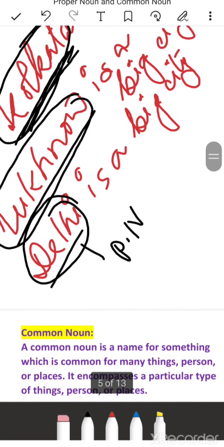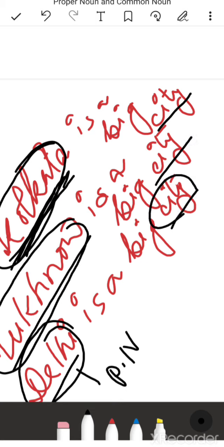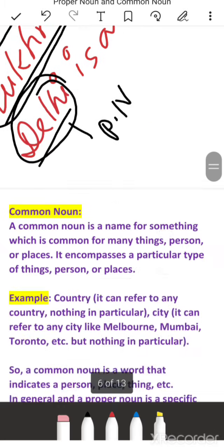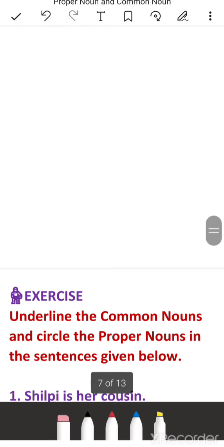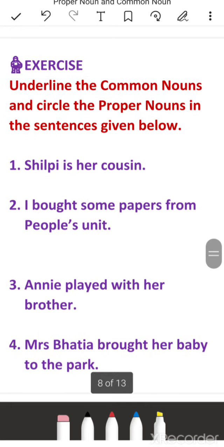In these examples we can say city, big city. Kolkata is a city, Lucknow is a city, Delhi is also a city. So the word city can be shared by all, hence we call it a common noun. Now we have an exercise. We will see which names cannot be shared by all and which names we can share.